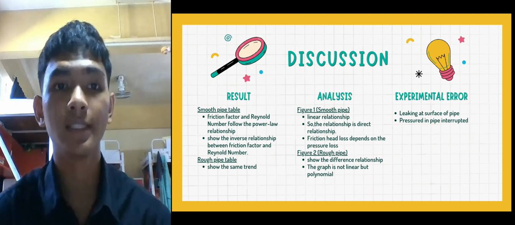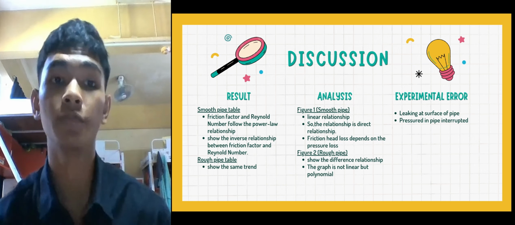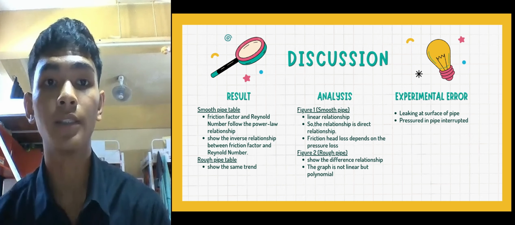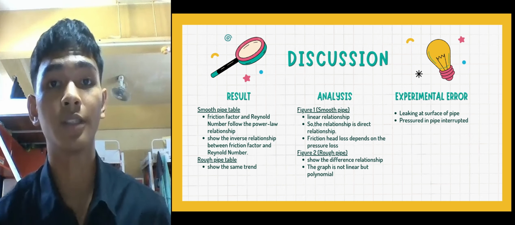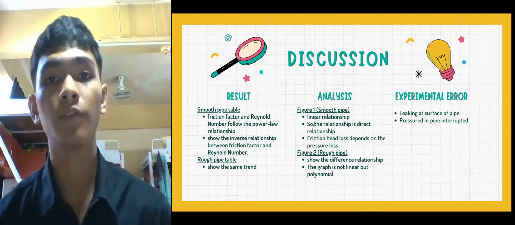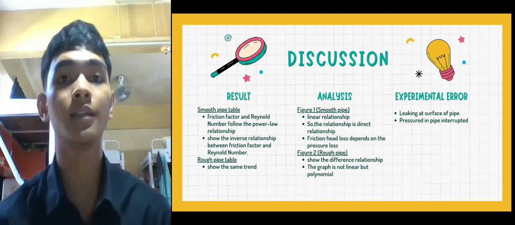And based on the analysis, figure 1, which is smooth pipe, shows the linear relationship between ln H and ln V. So the relationship is a direct relationship. As we know, friction head loss depends on the pressure loss, and pressure loss is inversely related to mean velocity. So the friction causes a velocity decrease and increases the pressure.